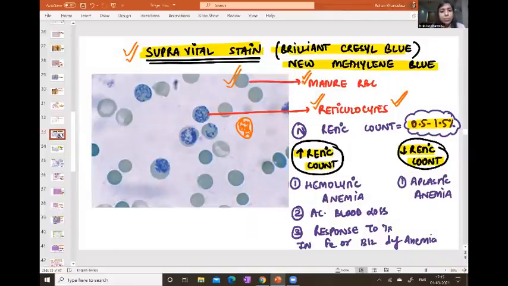What is the special stain used for reticulocyte? It is brilliant cresyl blue or new methylene blue. And these stains are called vital stains. The next question which comes is, why are these stains called vital stains? Because they stain the living state of a cell. The cell is stained in the living state. That is why the stain is called a vital stain, right?